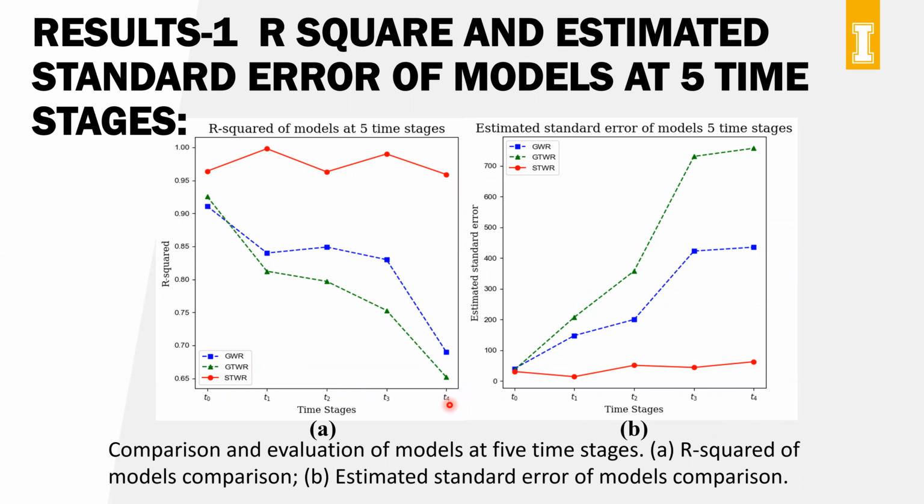If you look at T4, you can see STWR has the highest R square on the left image. On the right image, this is the estimated standard error. The red one is the result from STWR. STWR has the smallest estimated standard error, which means STWR is the best model here.